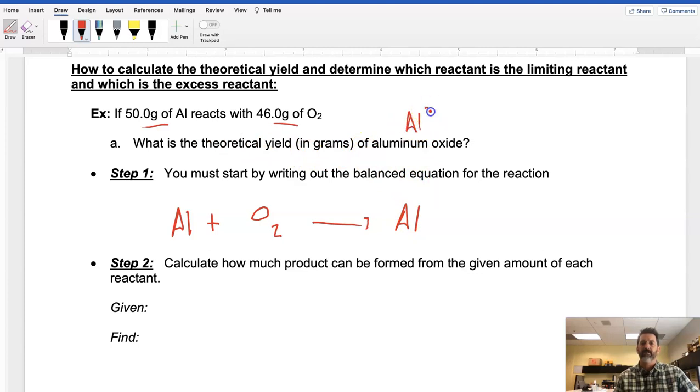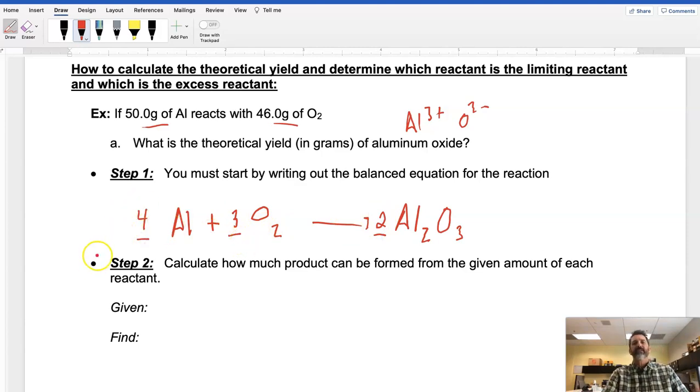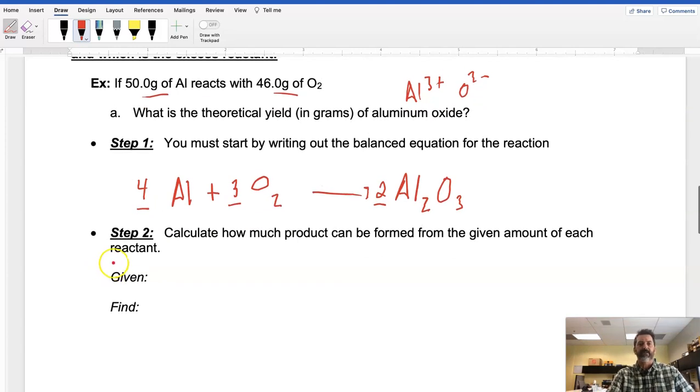I know aluminum is +3. I know oxygen is -2. So I know the formula for this should be Al2O3. Now to balance it, I'm going to go ahead and put a 2 right here, and then I'm going to put a 3 here. That balances out my oxygens. Then I'm going to go back and put a 4. Now I have my recipe, or my balanced equation.